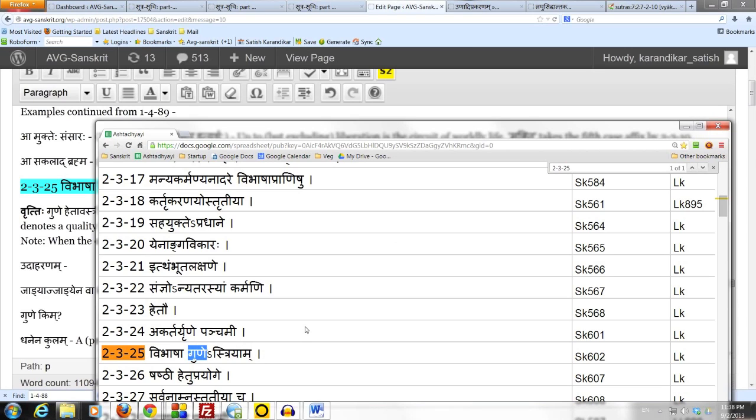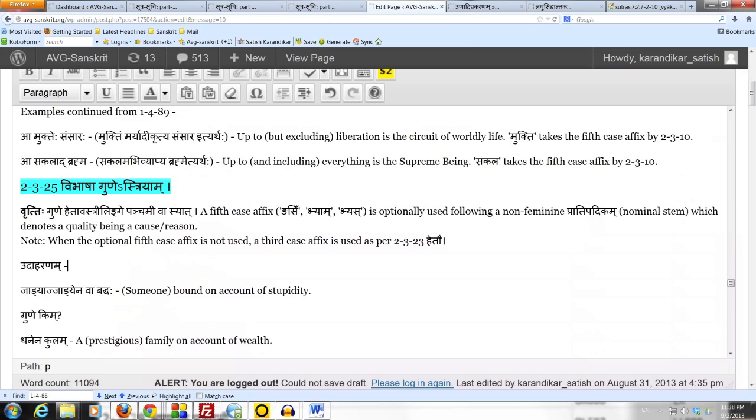For example, Jadyad Jadyena Va Baddhaha. So, Jadyad Baddhaha athava Jadyena Baddhaha. Jadyat, of course, is Panchami Ekavachanam, following the pratipadikam Jadya, and Jadyena is Tritiya Ekavachanam. The meaning is someone bound, Baddhaha, on account of stupidity. So Jada means being inert or dull or foolish or stupid.